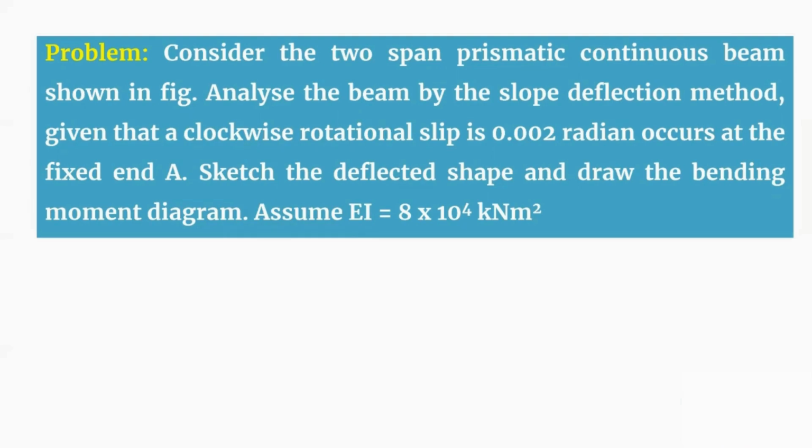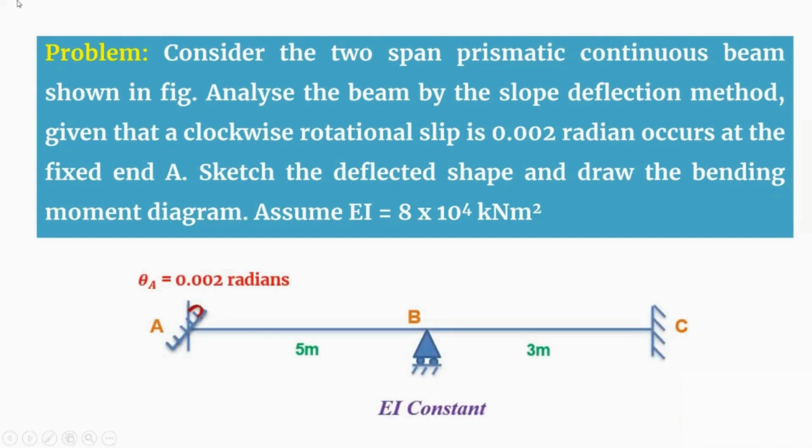So this is the given question. First, we'll see the sketch. Here in this sketch, we can see that support A has been rotated by 0.002 radians, which is a clockwise rotation. And B is an external support, a roller support. Support C is a fixed support, and there is no loading for this problem. The AB span is 5 meters, the BC span is 3 meters, and EI is constant throughout the beam ABC.